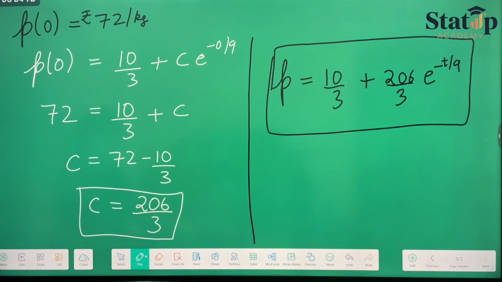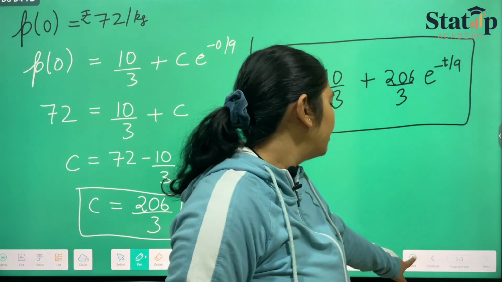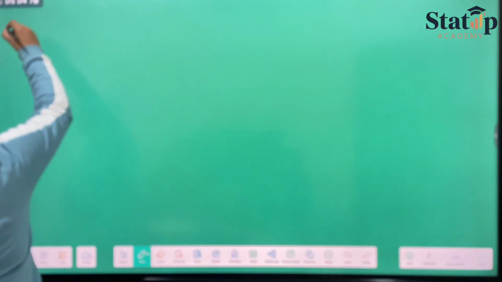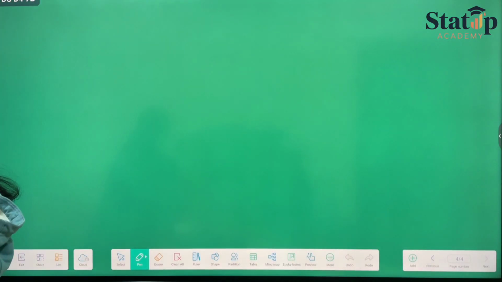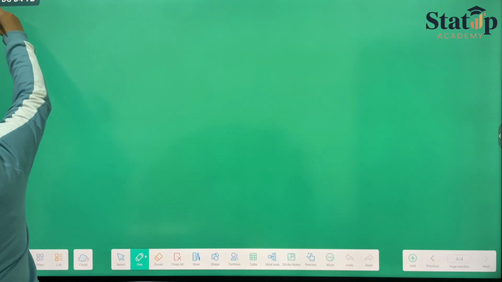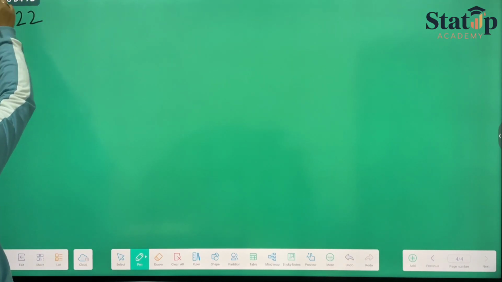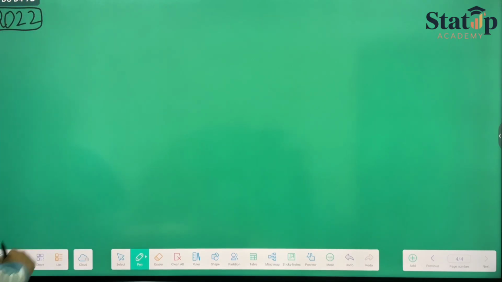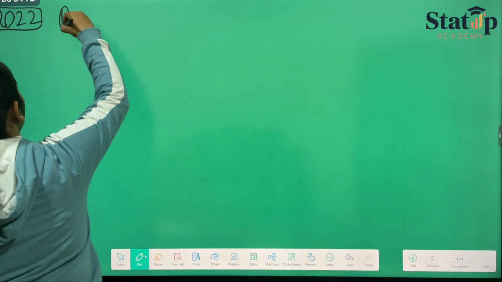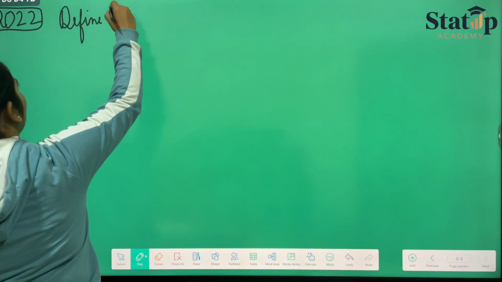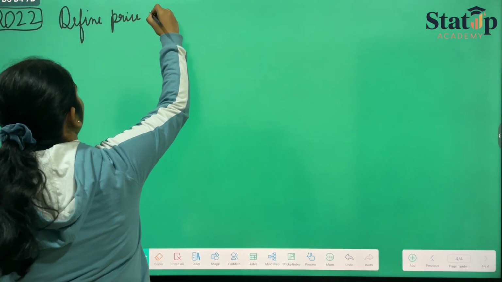Now moving further to the second question of price elasticity of demand. This question has been taken from the year 2022. So this question states that we have to define, first part is define price elasticity of demand.